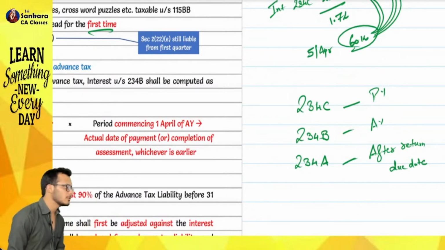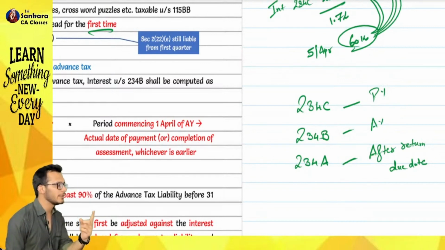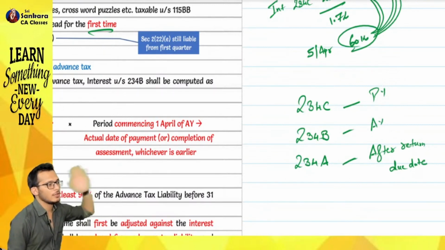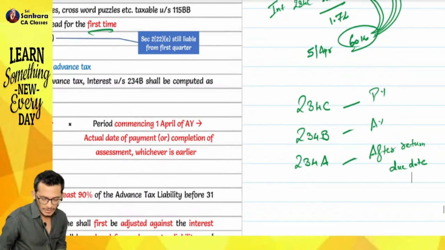Now what happens in 234C? They are saying, boss, I asked you in your previous year to pay something called advance tax. You did not pay your advance tax on time. I will levy something called 234C. How much did I ask you to pay, people?